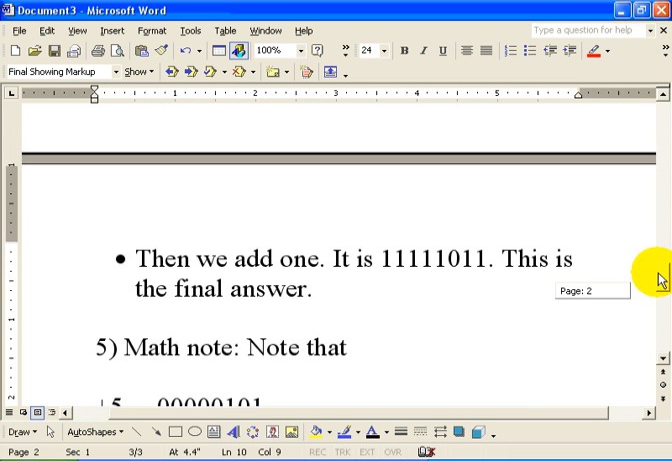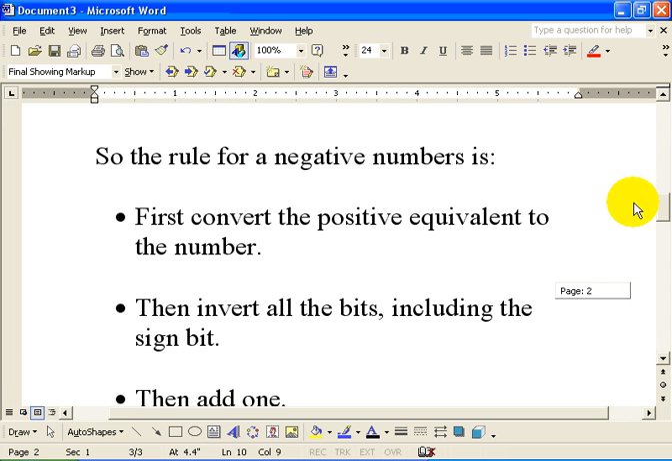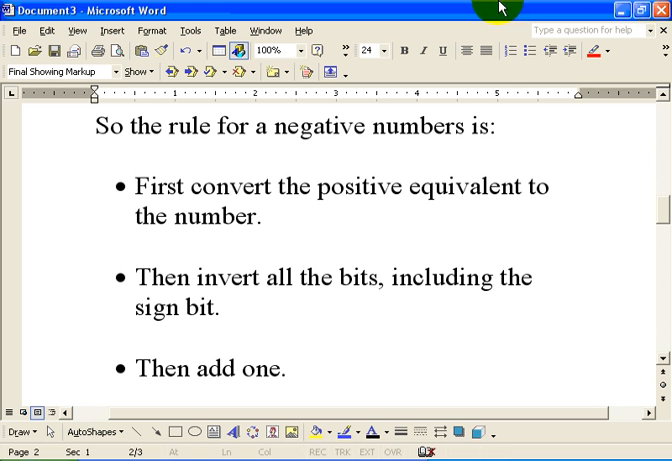The math of this is quite complicated, but the rule here is quite simple. I'll just go through that again. Convert the positive equivalent of the number to binary, then invert all the bits, including the sign bit, and then add 1. That's it. Thank you very much.